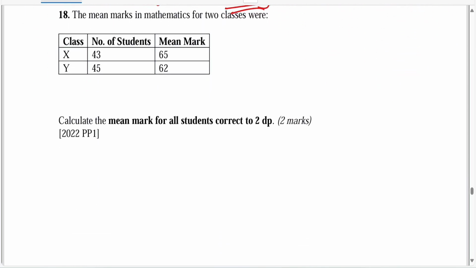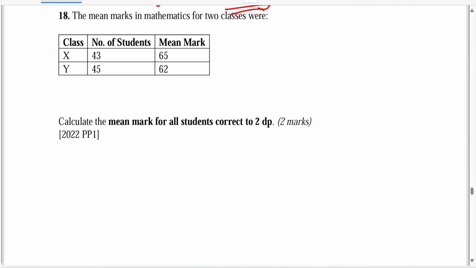Okay. Swali rahisi. Umeambiwa the mean mark in mathematics for 2 classes were 43 students scored a mean mark of 65. 45 students scored a mean mark of 62. Calculate the mean mark for all students. Correct to 2 decimal places. Right. The mean mark for all students.